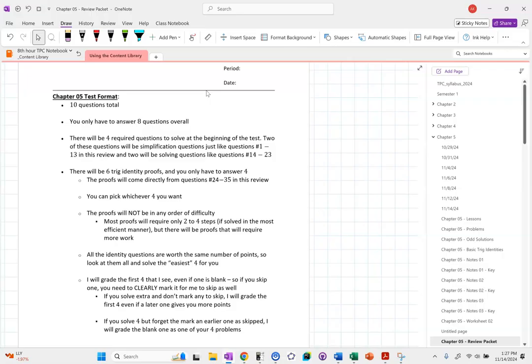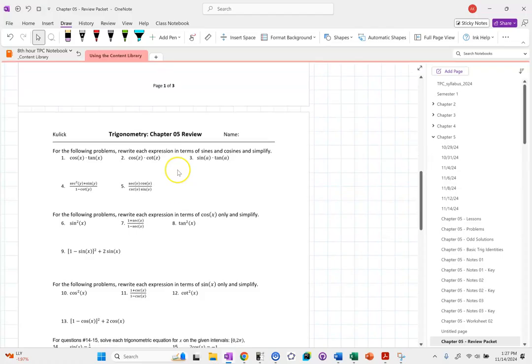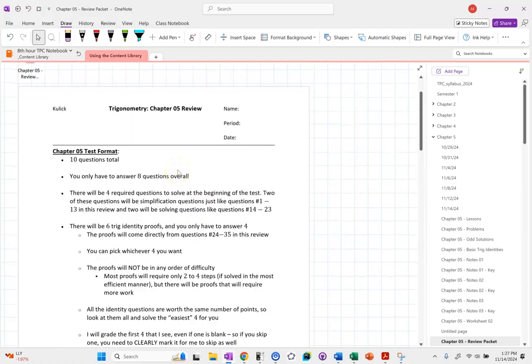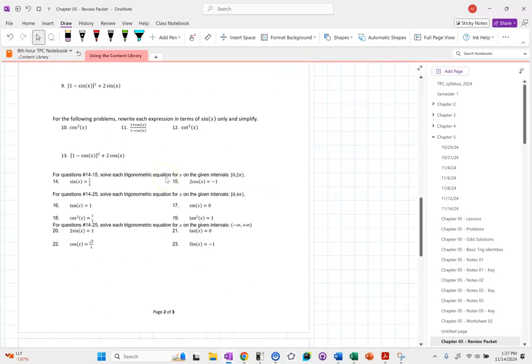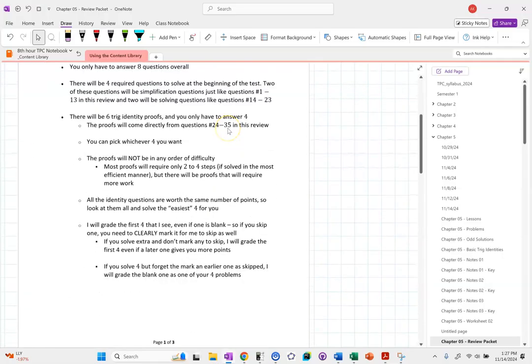2 of them are simplifying questions, similar to what you're seeing in the first part of the review or what we did at the beginning of the semester or the beginning of this chapter. 2 solving questions like we've done also on the review and what we worked on yesterday. And then you'll have 6 trig identity proofs, of which you'll have to answer 4 of them. Those proofs are going to come mostly from the questions in the review. You can pick whichever 4 you want.